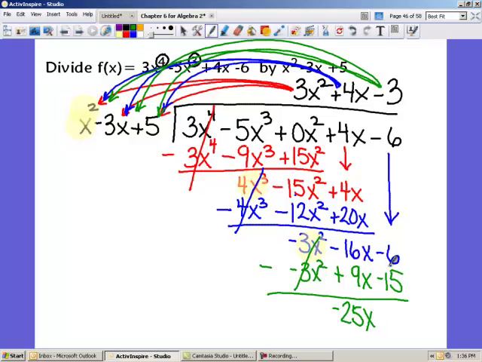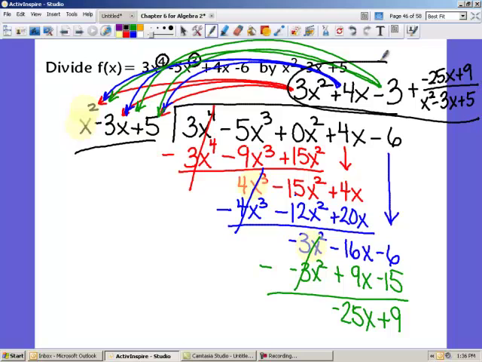Negative 15 minus negative 15 is... 6 plus 15 is positive 9. Because there is no other value here, it's done, this is our remainder. So we're going to write the plus sign and put negative 25x plus 9 all over this. So x squared minus 3x plus 5. And this is your answer.